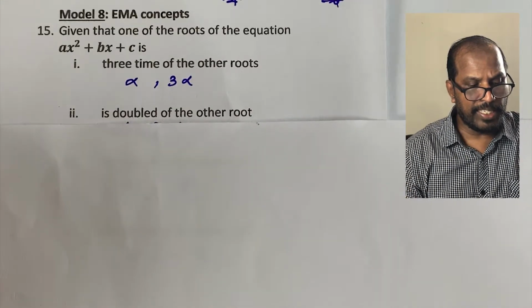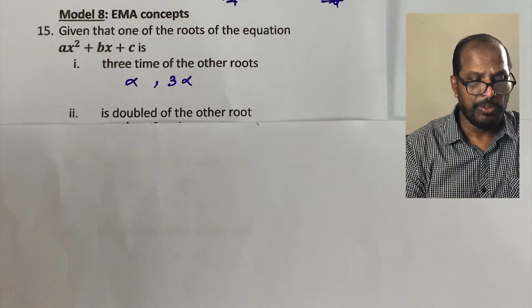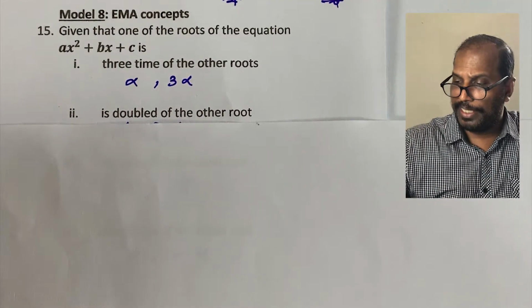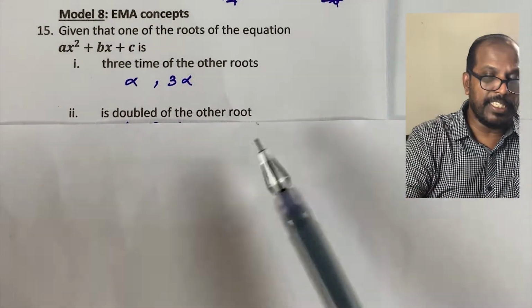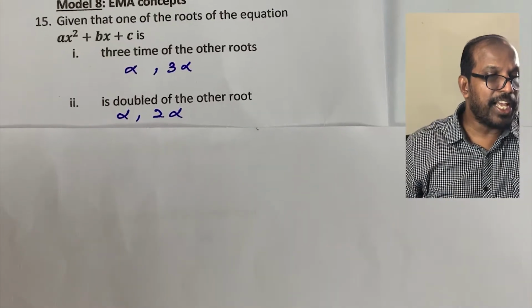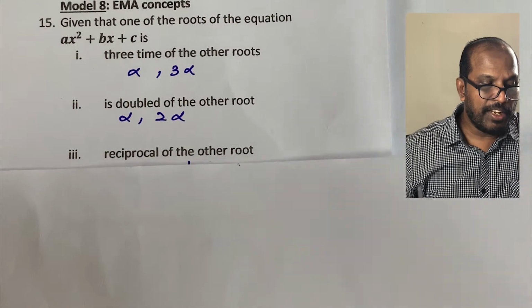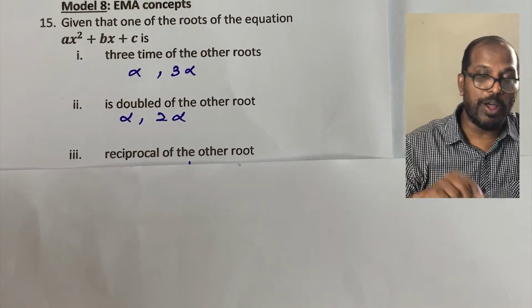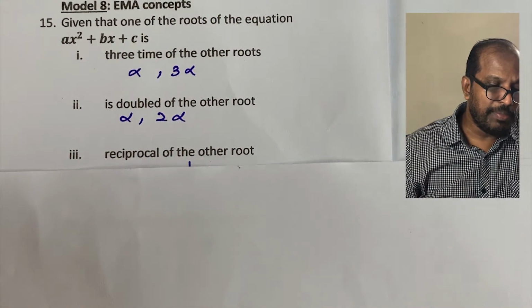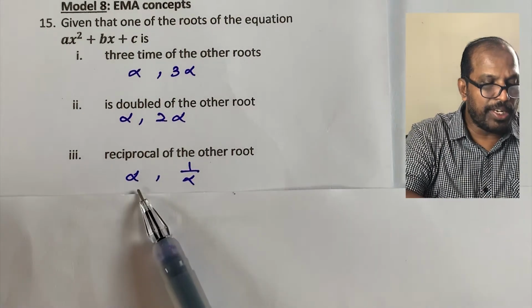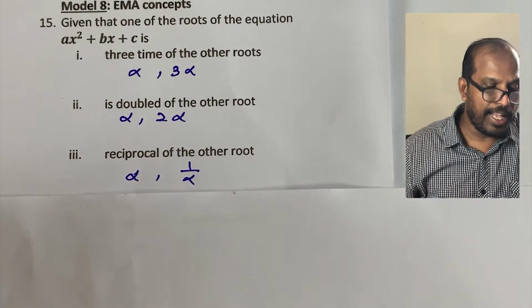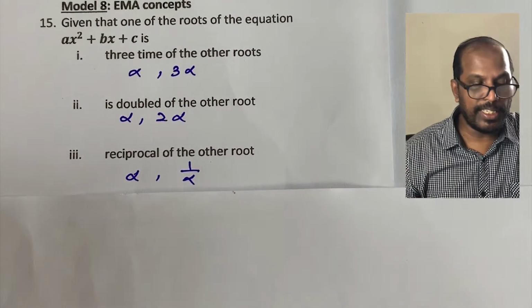Let's say they say one of the roots is alpha and the other root is double the other. If it is double the other, it means one is alpha, so the other one is 2 alpha. If it says reciprocal of the other root, that means one of them is alpha, the other one is 1 over alpha. This is the meaning of the sentence.